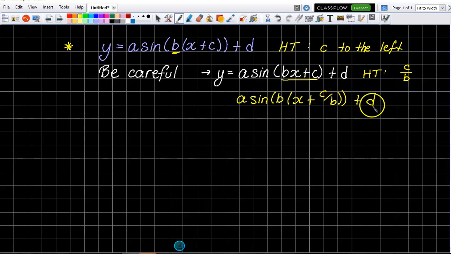Check that. How do you check it? Just by expanding. B times x, you get the Bx. B times C over B, you get the C.